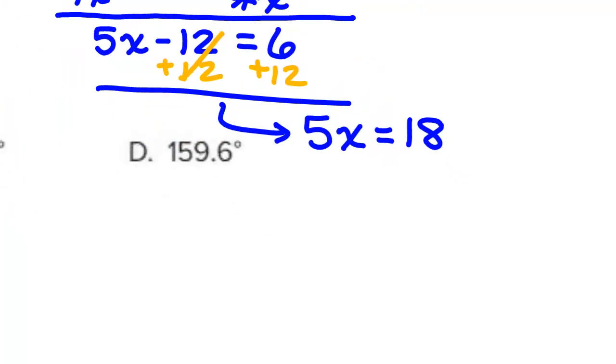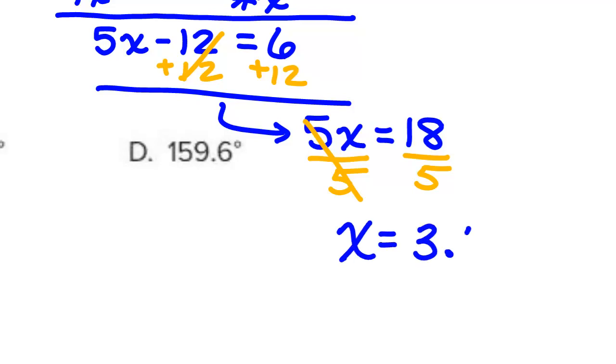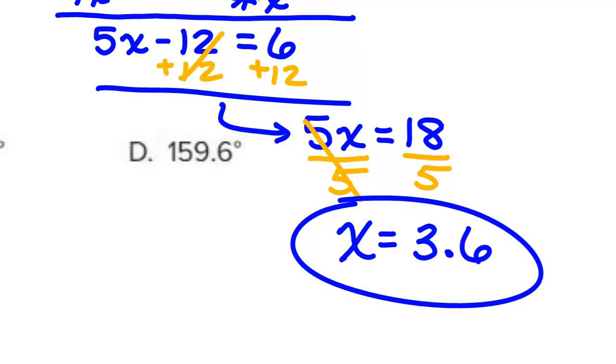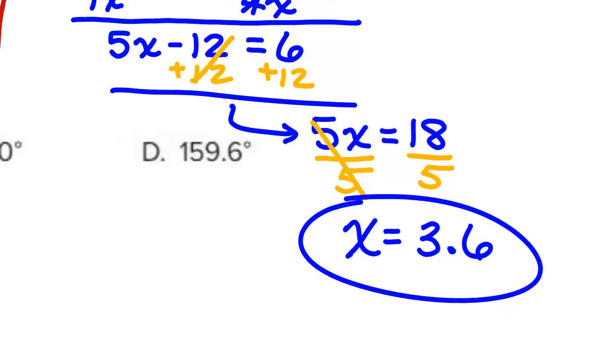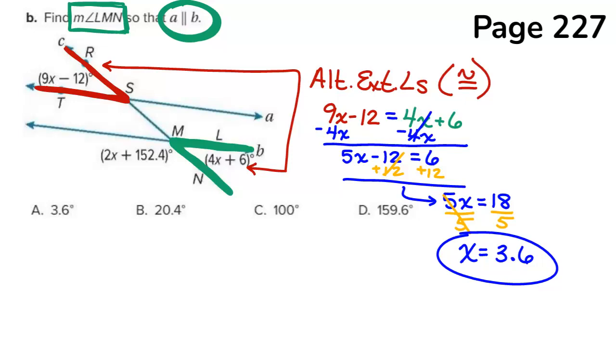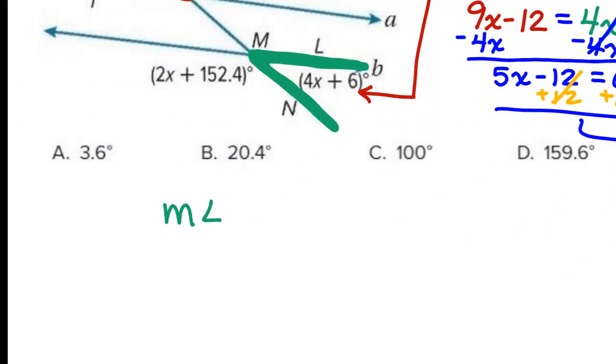What do I do now to solve this for x? Divide both sides by 5. What is 18 divided by 5? 3.6. So here's x. Was that what they asked me to do in the problem? Find x. No, I'm supposed to find the measurement of angle LMN. What was the expression that we had for that? 4x plus 6.